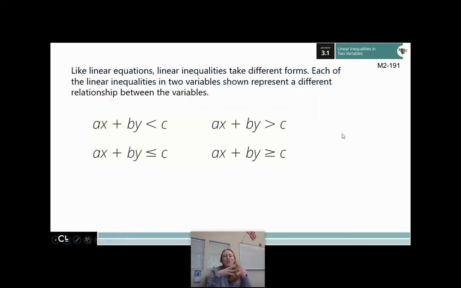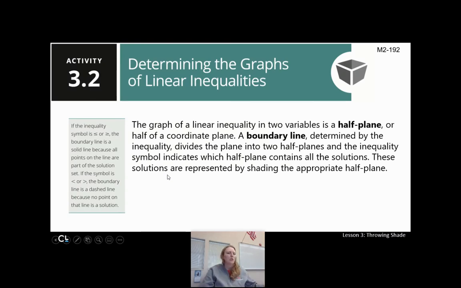So like linear equations, linear inequalities do take different forms. We do seem to be partial to the standard form these days, and that's okay. But each of these linear inequalities in two variables represents a different relationship between the variables, right? This means everything less than C. This means everything that's greater than C. This means it's everything that's less than or equal to C. This is everything that's greater than or equal to C. So there's a different relationship happening with each of these inequalities, and we really need to start taking a closer look at that.